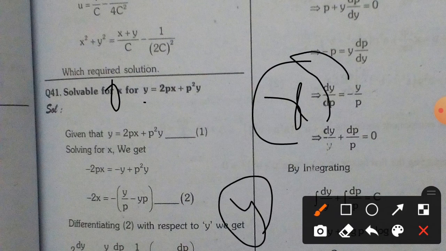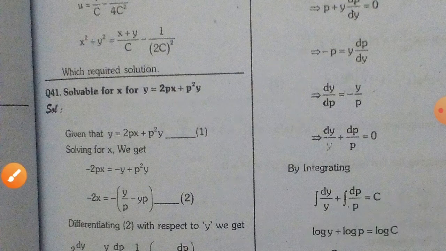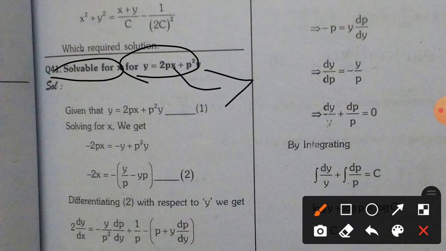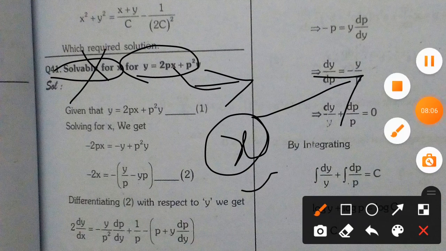So here observe this one, y equals formation is there, but here y is 2 times, x is 1 time. So the question does not say soluble for x, but we identify the term. How do we identify? If x is a single term, that is soluble for x; if y is a single term, that is soluble for y.